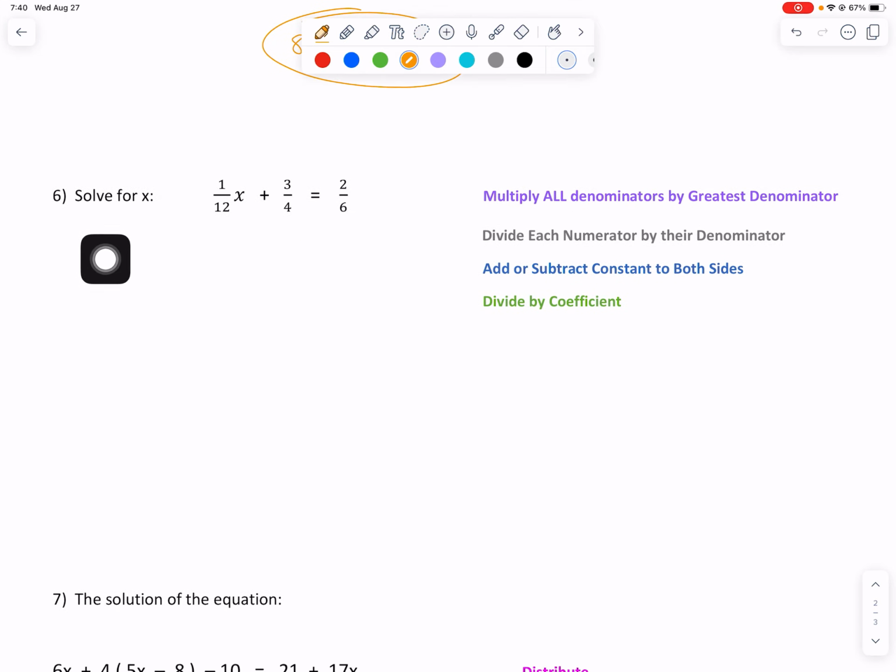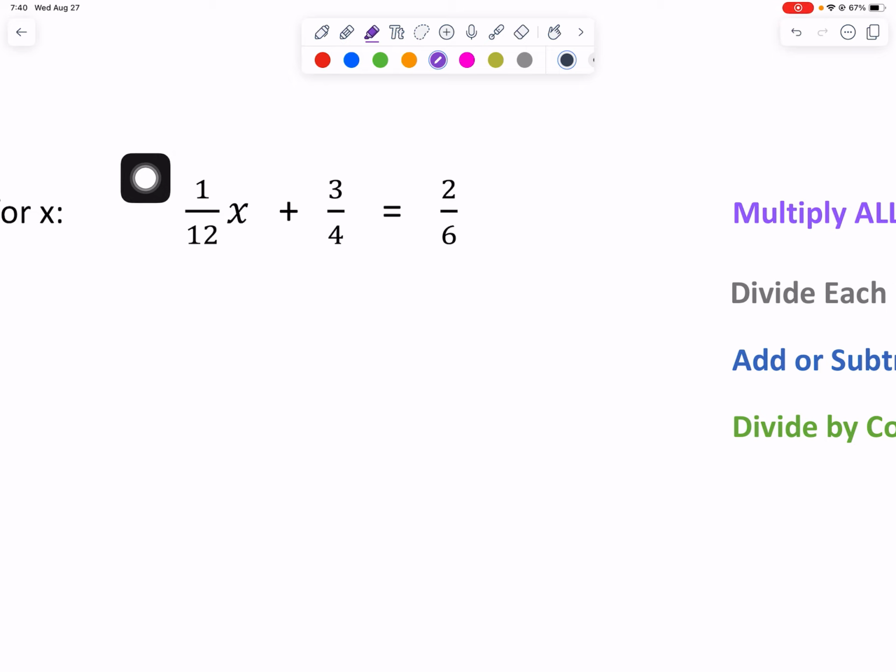For number 6, solve for x, I'm going to give you the clear the fraction method here. All right, so we will multiply all denominators by the greatest denominator, with our greatest denominator number on the bottom being 12, because 12 is greater than 4 and 6. Yes, I think we all know that. Now let's set it up. I'm just going to put that in parentheses just so I can distribute.